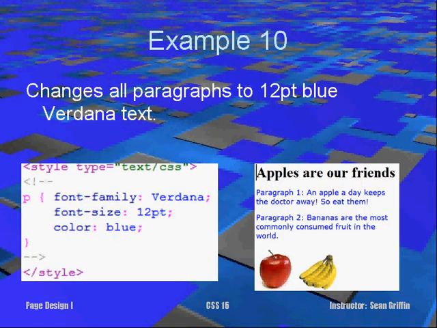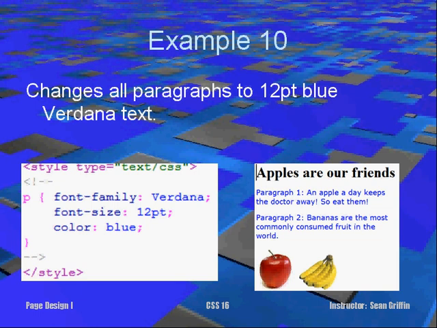In this example, we're changing all paragraphs to 12-point blue Verdana text. How are we doing that? Just by specifying that we want to use the P tag as a selector, or said another way, we want to select the P tag to have font-family Verdana, font-size 12 points, and color blue.